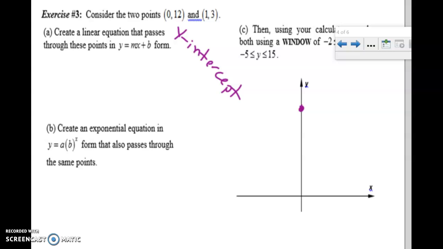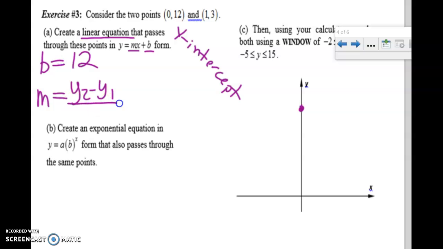Now, from there, we need to come up with a linear equation that passes through the 2 points, and we've got to come up with the m and the b. Well, we just got the b because that's the y-intercept. b equals 12. But I've got to come up with the slope. This might be a little more difficult to remember because we did it so long ago. In a normal school year, these lessons are much closer together. But to find the slope, remember that y2 minus y1 over x2 minus x1 formula? That's how we find the slope between 2 points.